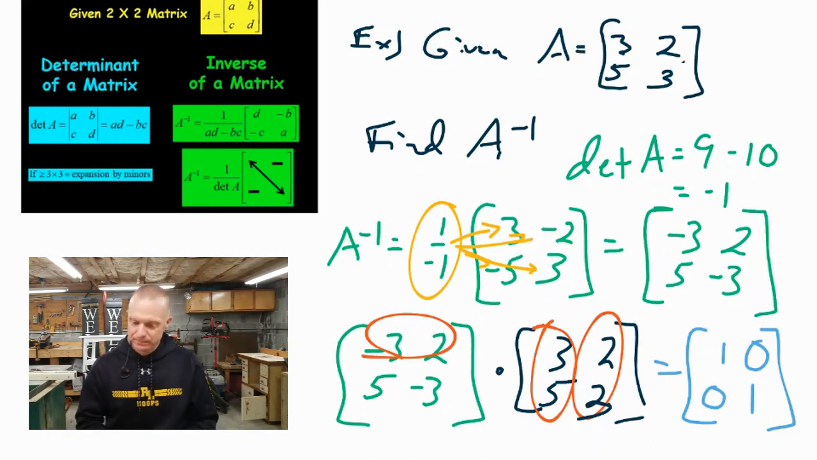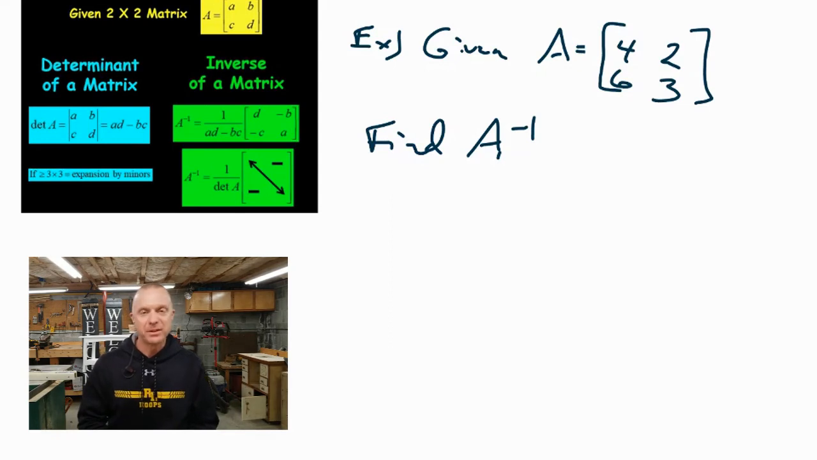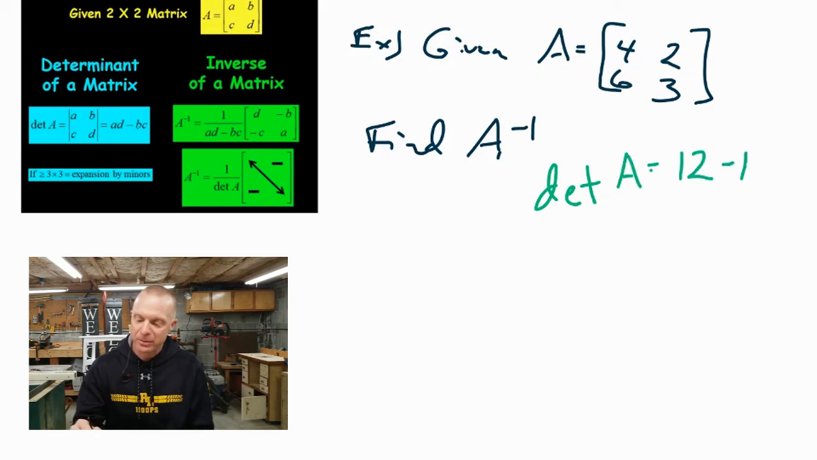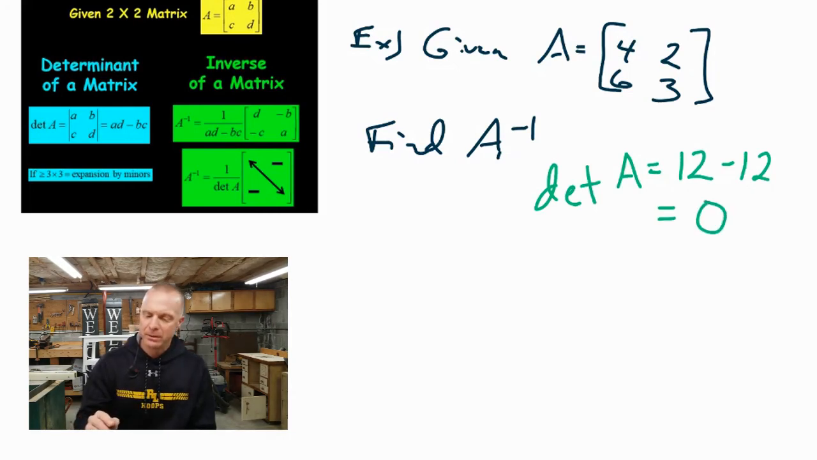Well, what if I asked, as a final problem, what if we wanted to find the inverse of this? It's not going to take too long. As you'll see, when I start to do the inverse, first thing I need is the determinant. And when I do the determinant, I end up with a little 12 minus 12, which last time I checked is equal to 0.